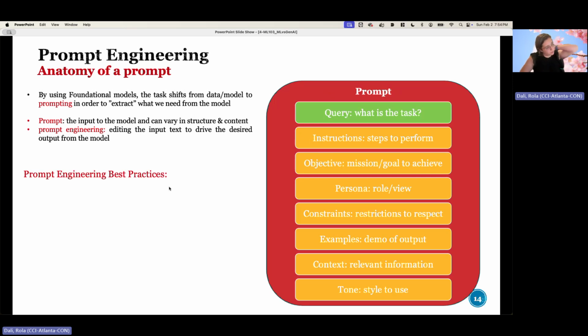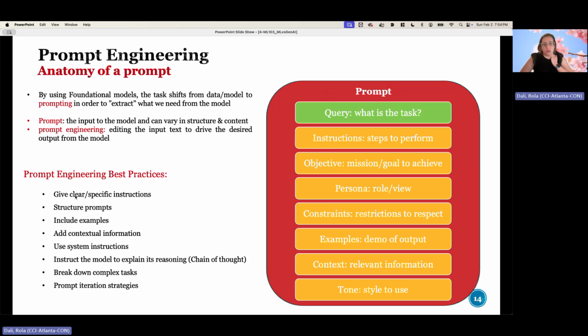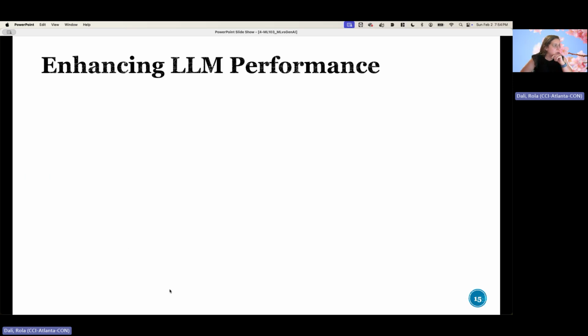And so prompt engineering best practices: give clear instructions, structure your prompts, include examples. Use all of this that is available to you, right? Use instructions. Chain of thought really helps. That's when you tell the model to explain how it has done something. Break down complex tasks. Prompt iterations, so you keep trying until it works.